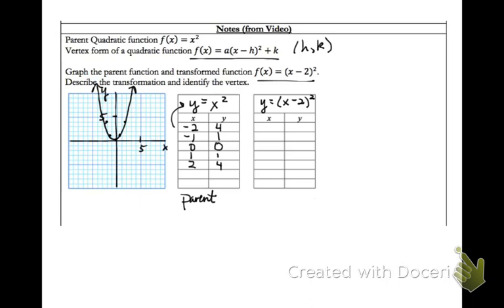H is whatever is being subtracted. So in this case, h is +2. And then there's nothing being added or subtracted at the end, so our k value is 0. So our vertex is the point 2, 0. And then place that in the middle of your table, because that is the middle point.